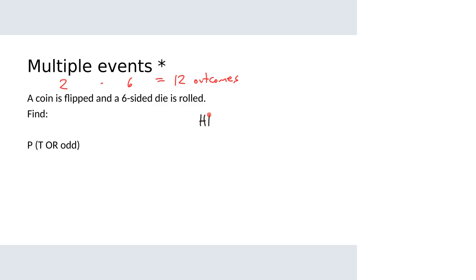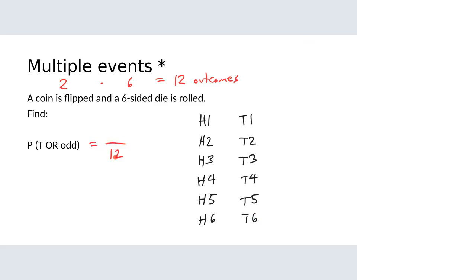I go heads with a 1, heads with a 2, heads with a 3, heads with a 4, heads with a 5, heads with a 6. Tails with a 1, tails with a 2, tails with a 3, tails with a 4, tails with a 5, and tails with a 6. All right, there's my sample space. That's all 12 outcomes. So I know the probability I'm looking for is going to have 12 as a denominator because there's 12 different outcomes. So that much we know for sure.